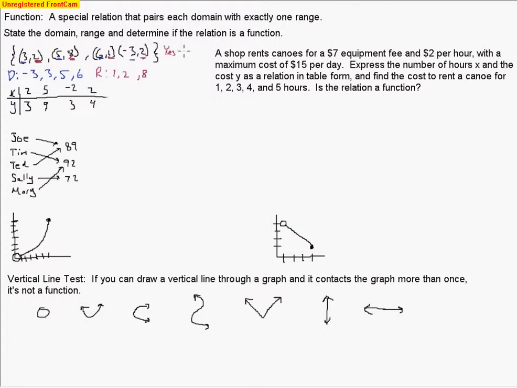Yes, a function. And the reason is that each domain, see the -3, the 3, and the 5, the 6, has only one range. You can have a range repeat, you just can't have the domains repeat. So yes, a function, each domain has one range.